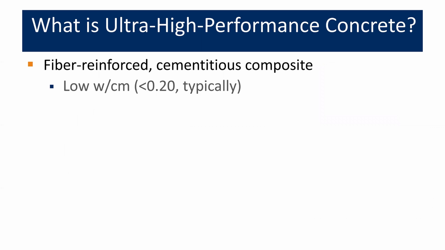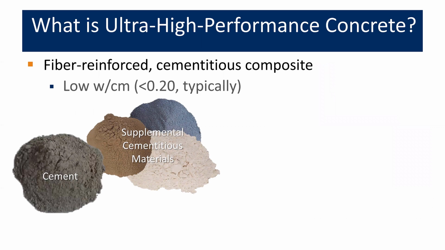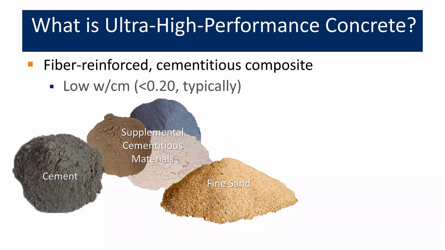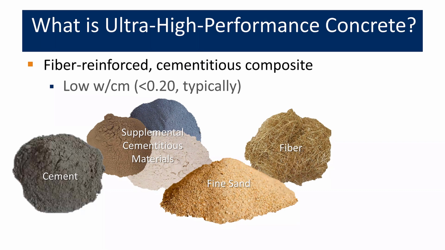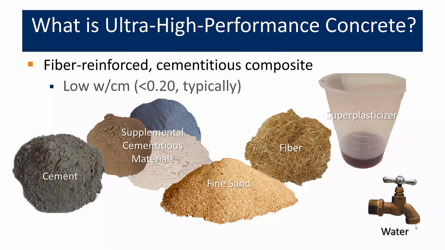So, summarizing that, what is ultra-high performance concrete? Well, it is a fiber-reinforced cementitious composite with a low water-cement ratio. But most of the materials that are incorporated in UHPC are the same as we use in conventional and high-performance concretes. So we've got a cement, a supplemental cementitious material that can be silica fume as well as other materials. We've got a fine sand, fiber specifically tailored to the application, and then superplasticizer and water.